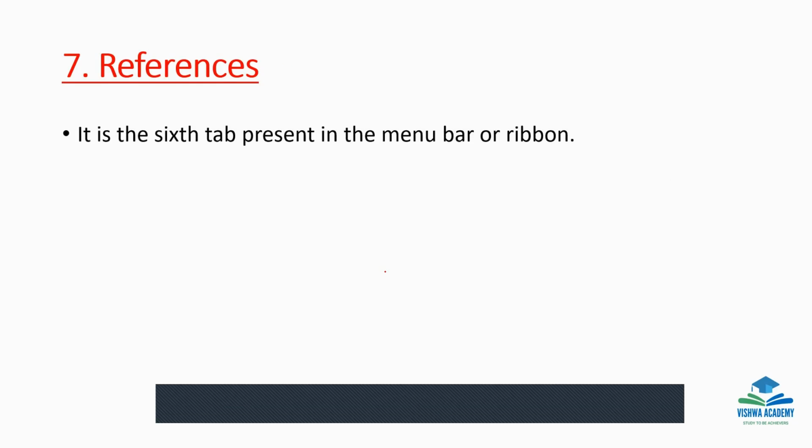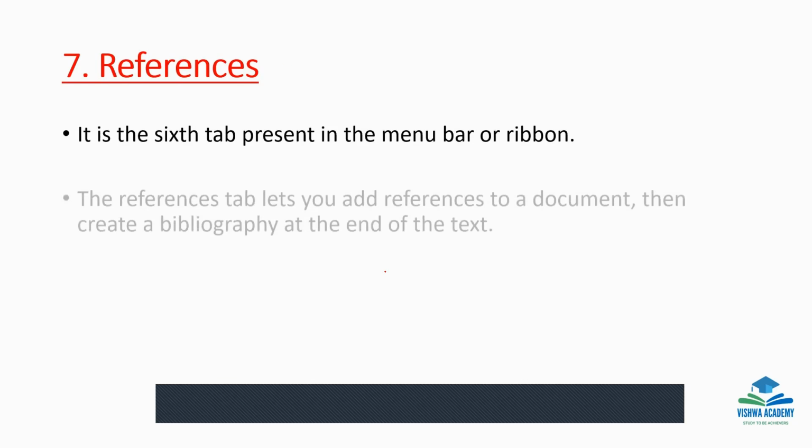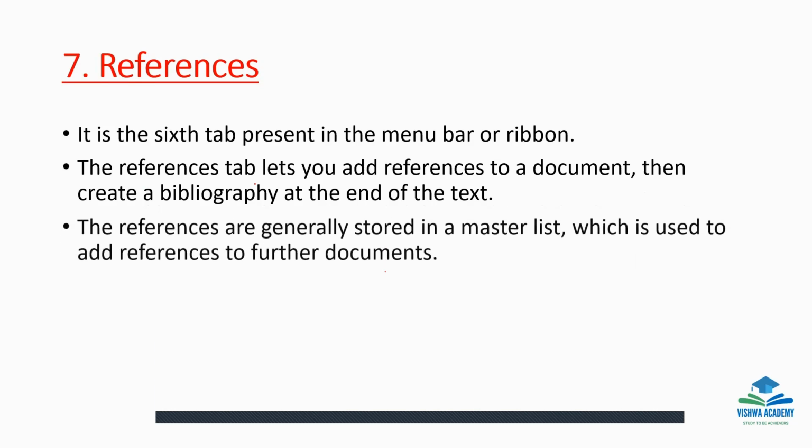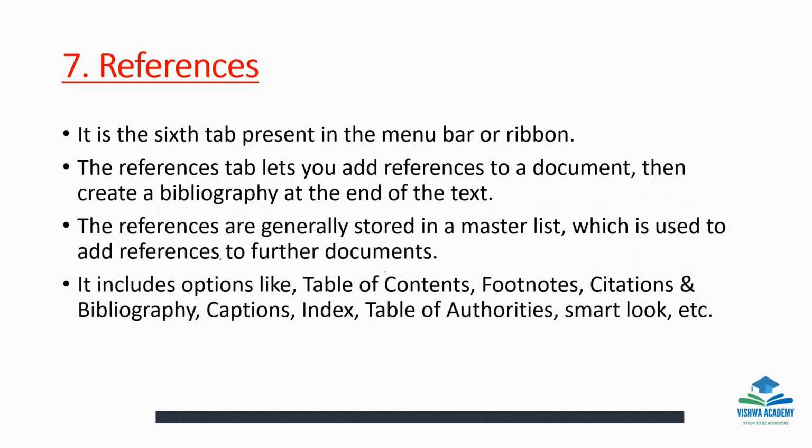References. It is the sixth tab present in the menu bar of the Ribbon. The References tab lets you add references to a document, then create a bibliography at the end of the text. The references are generally stored in a master list, which is used to add references to further documents. It includes options like table of contents, footnotes, citations and bibliography, captions, index, table of authorities, smart lookup, etc.